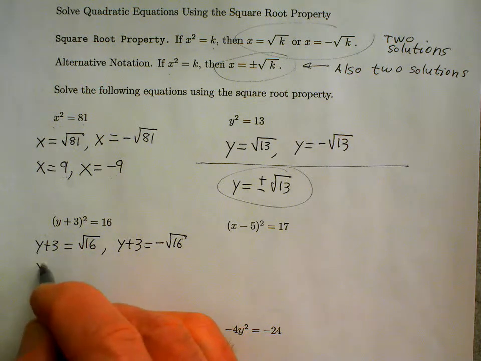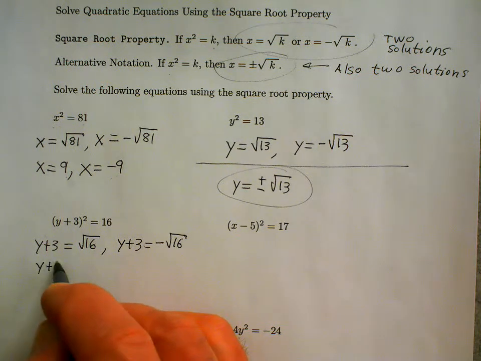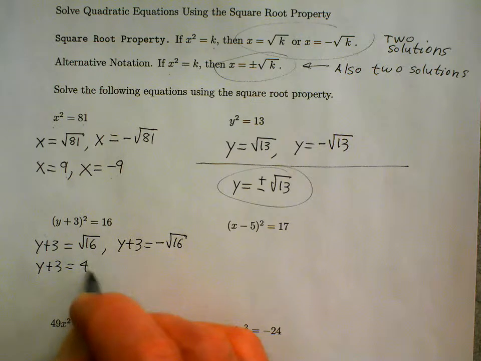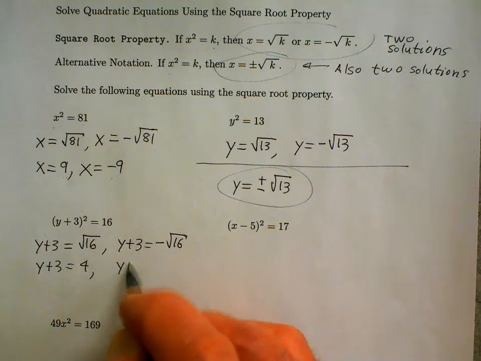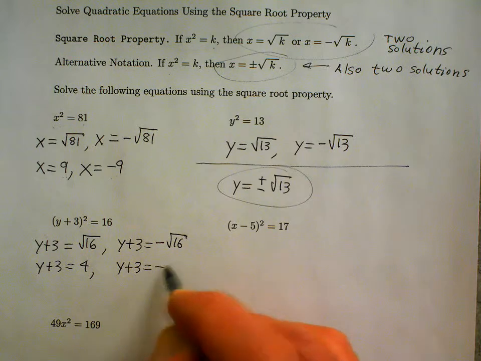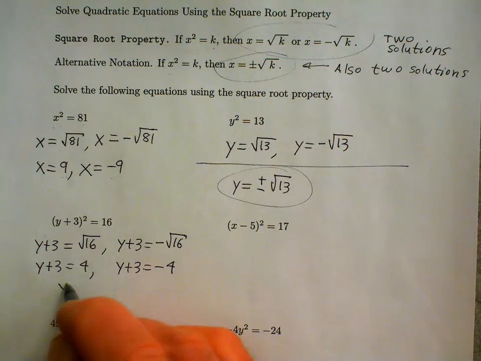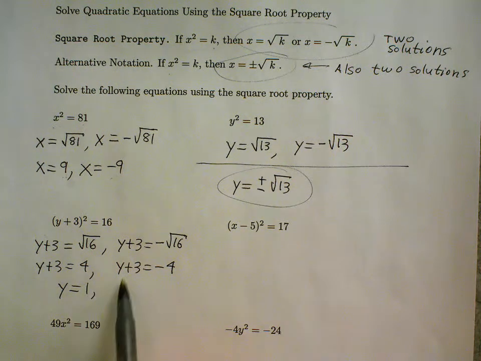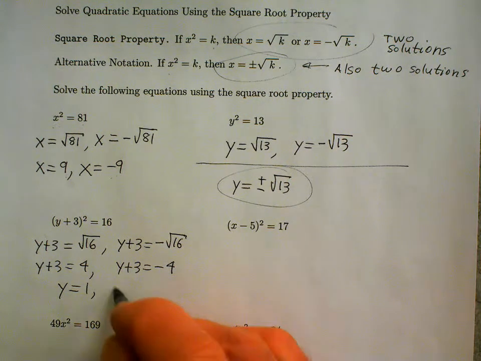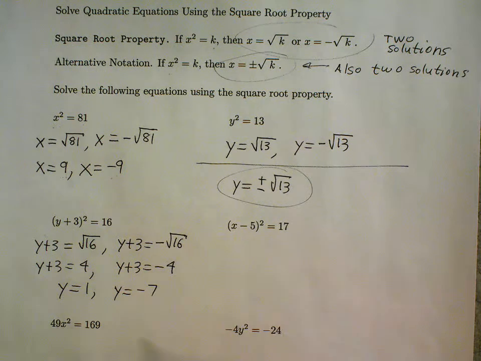We'll go ahead and put in the steps. Y plus 3 equals 4. And the other one, y plus 3 equals negative 4. And then solve for y. Y plus 3 equals 4. Subtract 3, we get y equals 1. And the other one, subtract 3, we get y equals negative 7. And the equation has two solutions, positive 1 and negative 7.